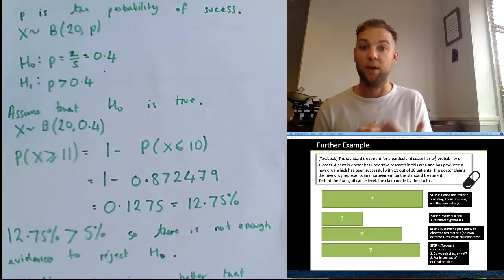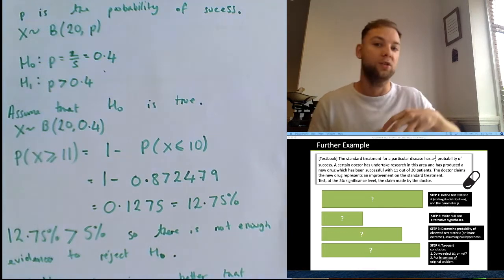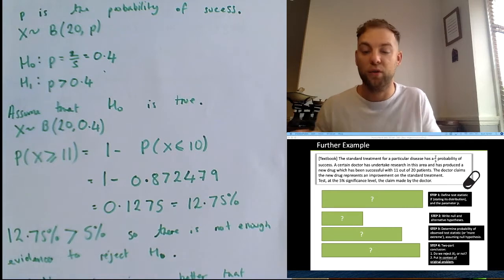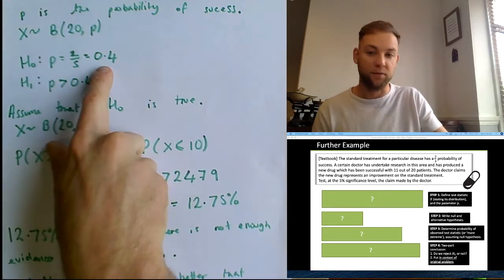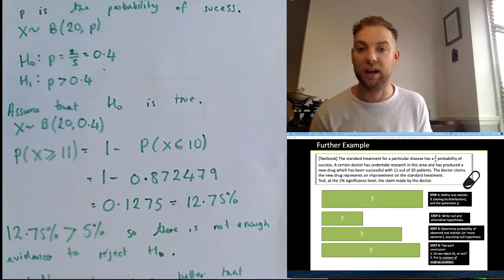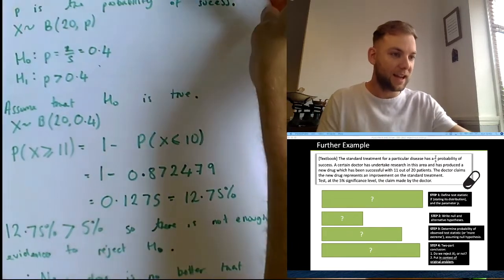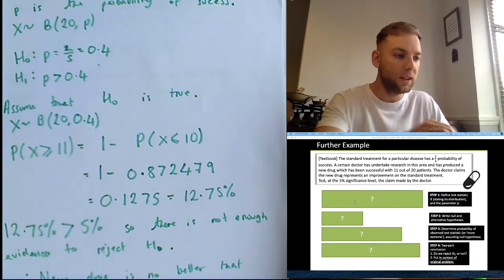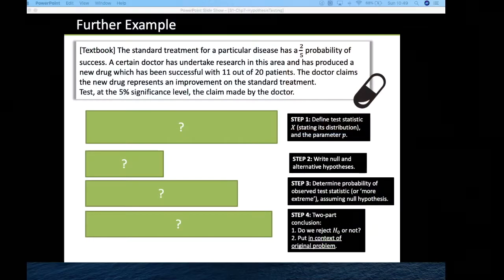You'd have to do even more trials, or you'd have to develop the drug further. But in this case, there is not enough evidence, because with a probability of 0.4, actually there is a good chance that we could get 11 patients who get it right. Okay, so that's that next question. So that's our next example. So let's just check those answers. Let's get them big so you can see them.